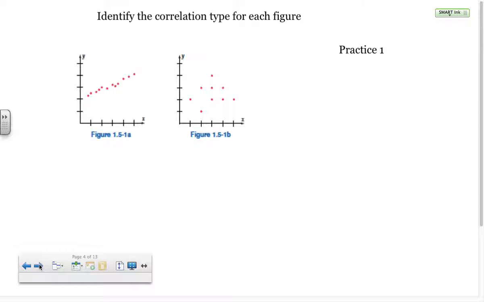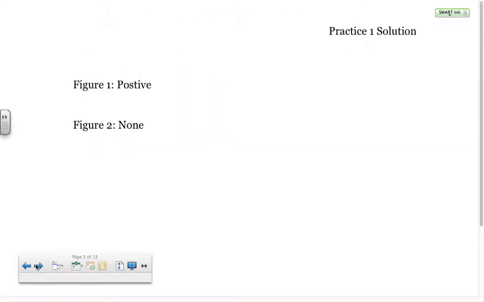It doesn't work. So that's example 1. Practice 1, go ahead and pause, see if you can identify the types of correlations for both of these. Here's your solution.